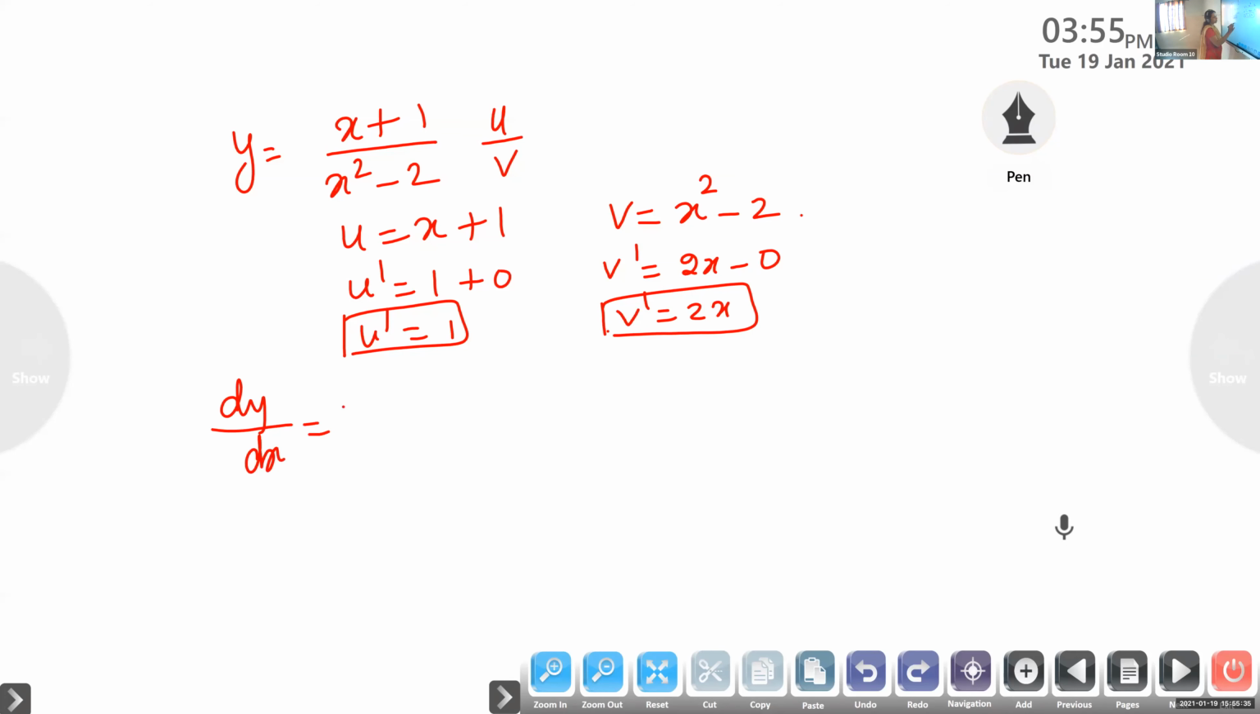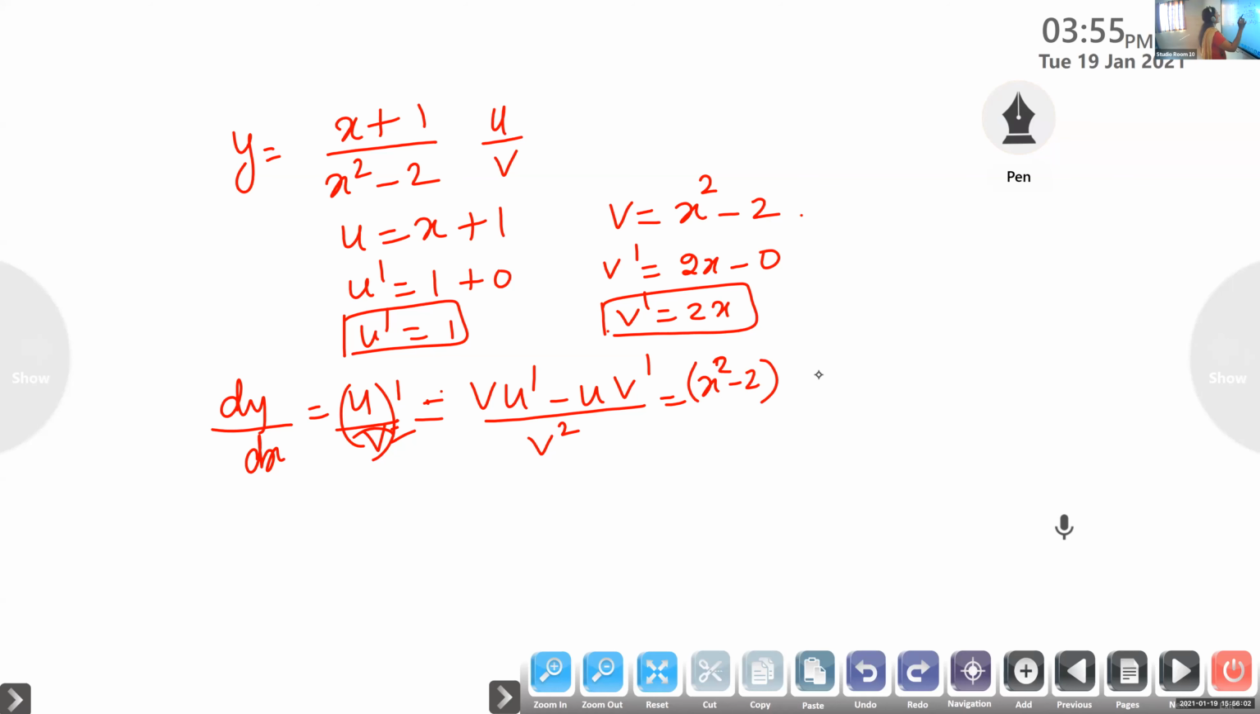It is the u by v rule. What is the u by v rule? U by v the whole dash is v into u dash minus u into v dash by v square. So what is v? V is x square minus 2 into u dash, u dash is 1, minus u, what is u? X plus 1 into 2x, by v square, which is x square minus 2 the whole square.